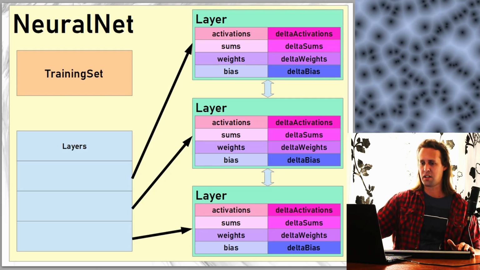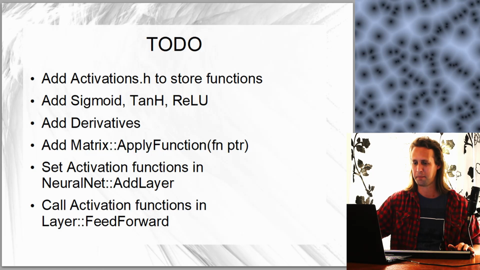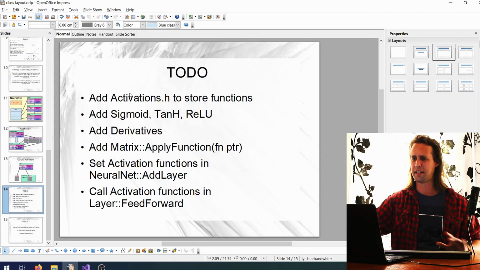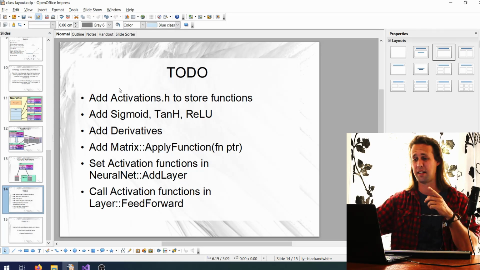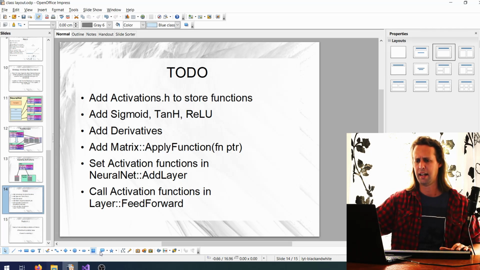Yeah, okay, so that's just about it. I think we should get to coding. Okay, let's have a bit of a look. So here's our little program just here. And if we come over here to the to-do list, the first thing that I'm going to do is add an activations.h function header to store the functions. And we're going to add those 3 functions so you can have a bit of a play around.